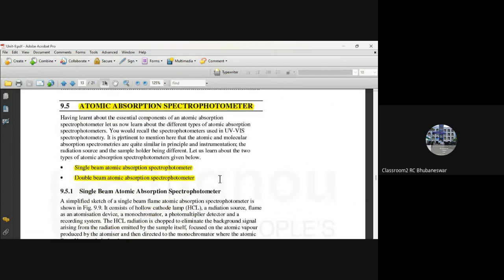So coming to the atomic absorption spectrophotometer, this unit is a very big one. You have a single beam atomic absorption spectrophotometer as well as a double beam atomic absorption spectrophotometer. This is the same way we discussed in the UV visible spectrophotometer, if you remember. Single beam and double beam absorption spectrophotometer.